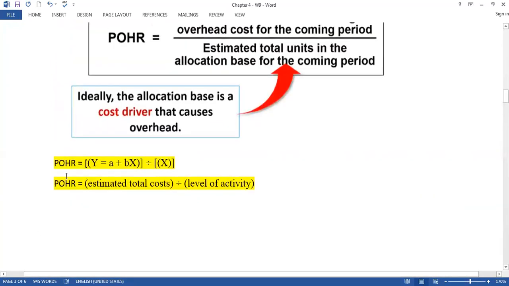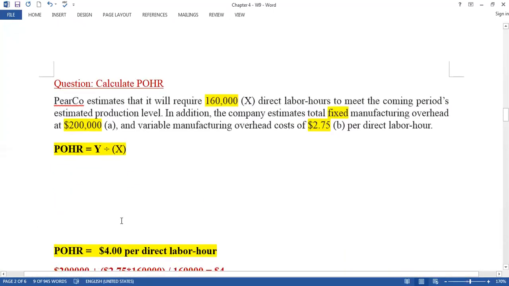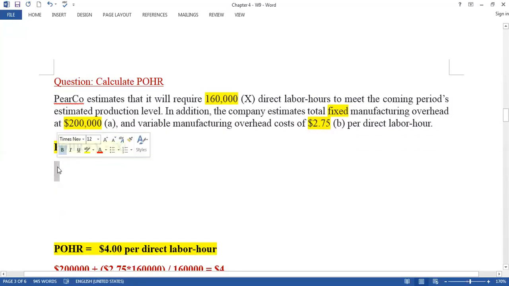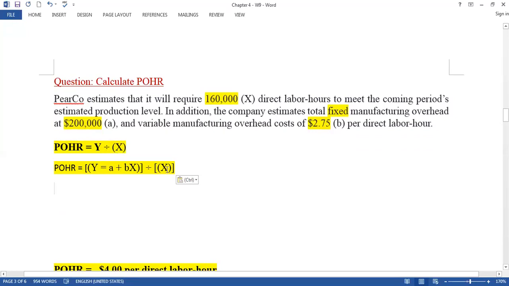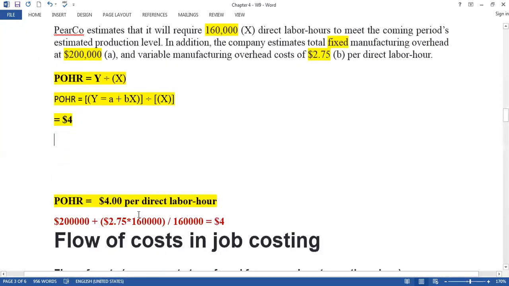Now, if we apply this formula, this is the main formula. Y divided by X, but Y is A plus BX. Now it is $4. So this predetermined overhead rate is $4. And again, why we calculate this number? Because we cannot wait for 1 year. Today we calculate a number, it is estimated number, but we'll change it later on.